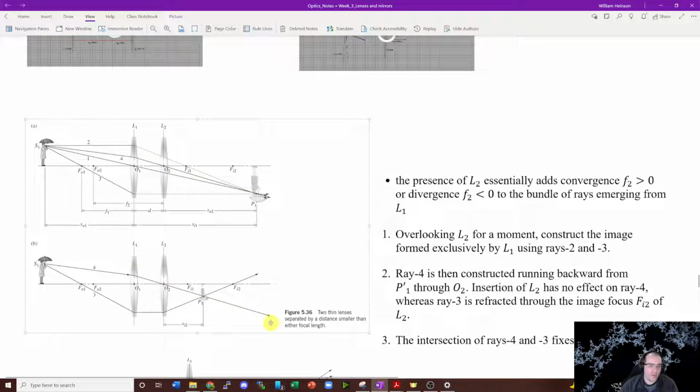Okay, we keep beam 4. That's the only one that stays because it went through the center. We know that's good. Now we take beam 3 here, which came in here parallel, and we know that's going to get diverged to focal length 2 across, and there's our image.